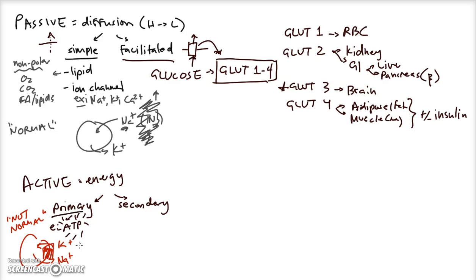Okay, and some examples of this are ion movement. This is sodium ATPase, sodium potassium ATPase. It's pretty much all over the body. Other examples are calcium ATPase. This is in the muscle, skeletal muscle.